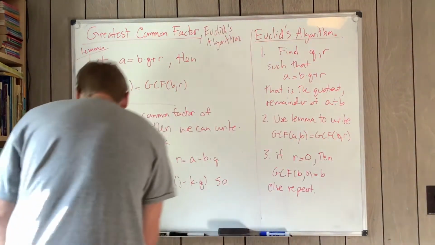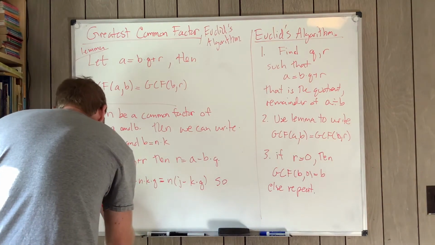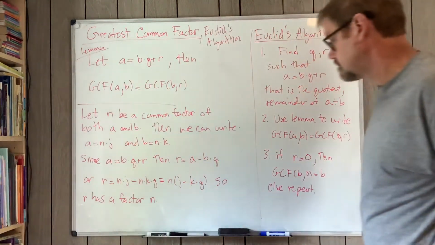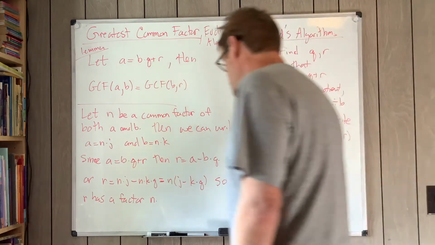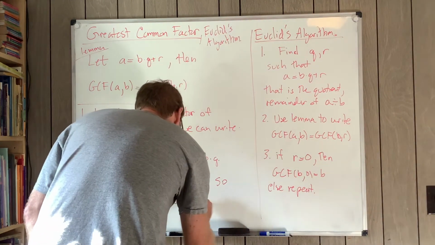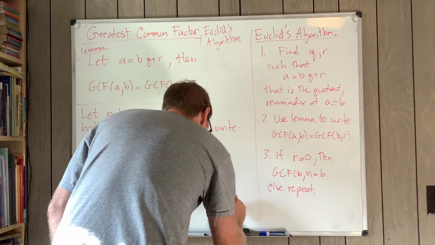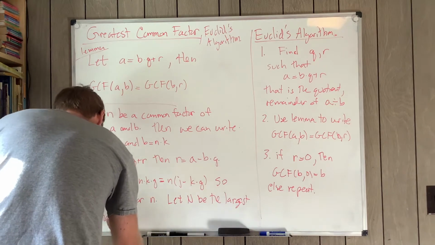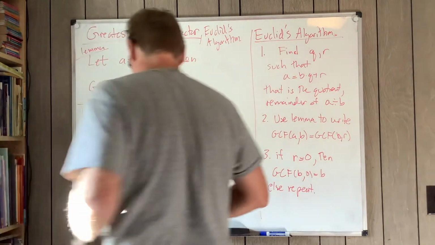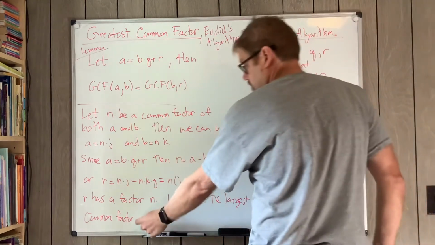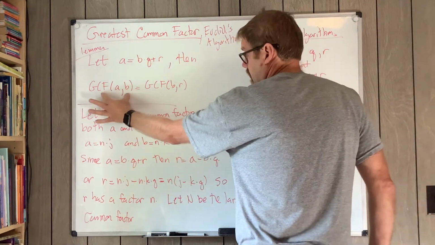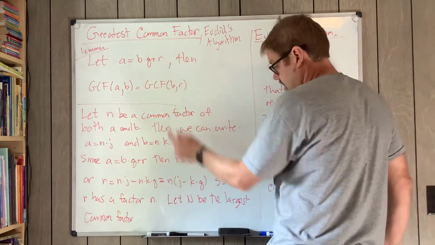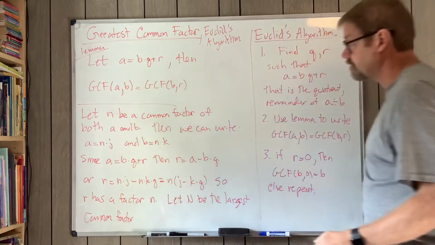So R has a factor n. And then let n be the largest common factor. So that basically says that there's a common factor here, the biggest one I'm going to call n. It's also the same as that because it's got a common factor n.